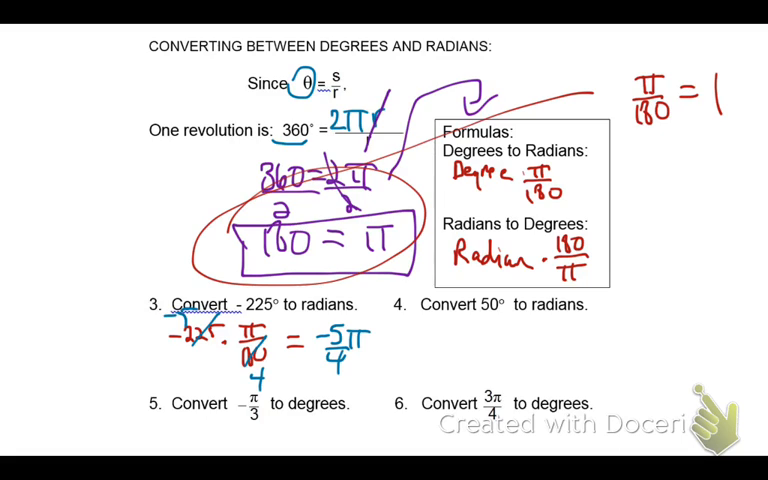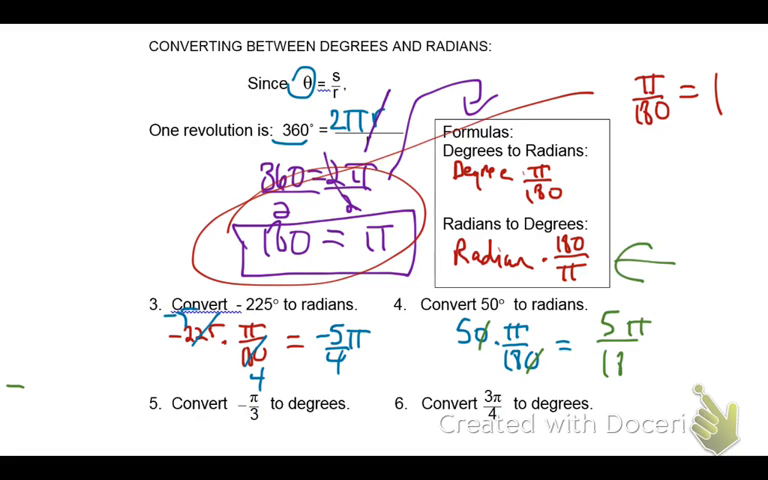And now I've converted to radians. Let's take the 50 degrees, multiply that by the pi over 180. We can do some reducing here. We can reduce those zeros down, and I would be left with 5 pi over 18. Now let's reverse it. So now I'm going to convert my radians back to degrees. So I'm going to use my second formula here.